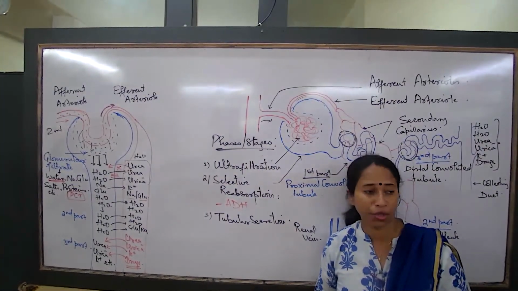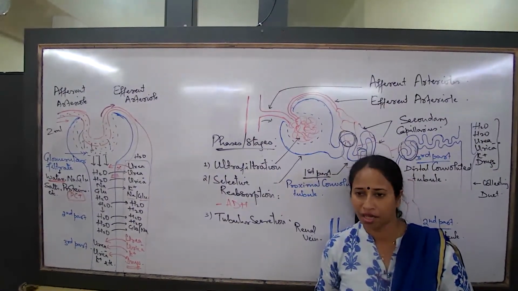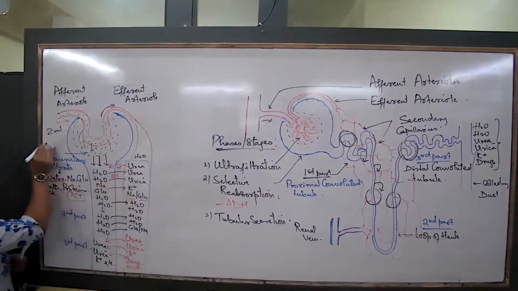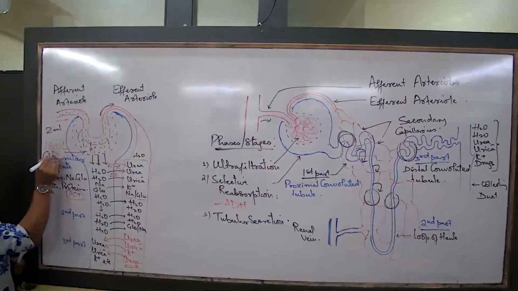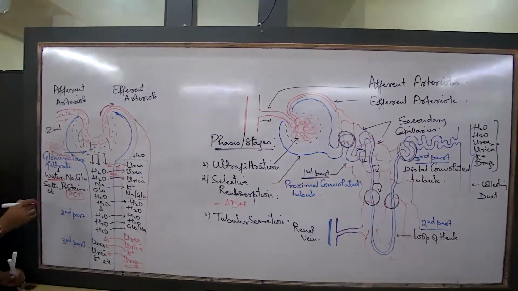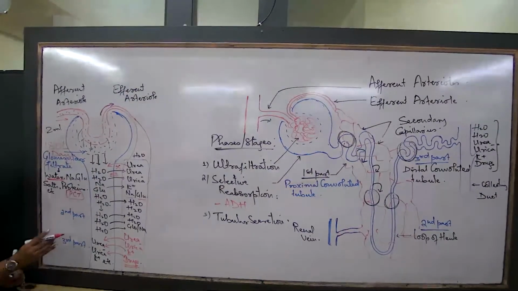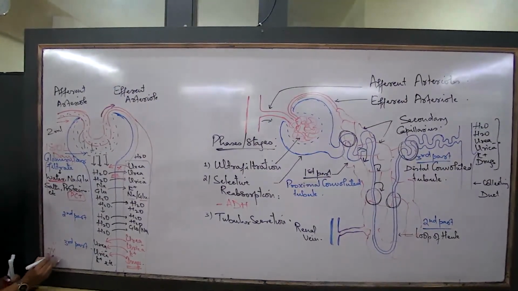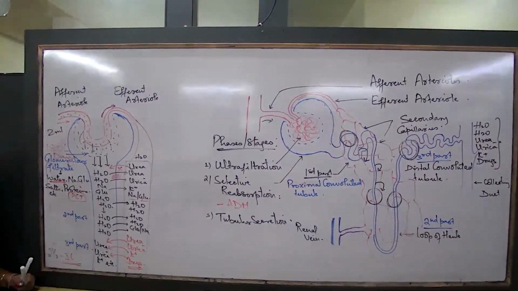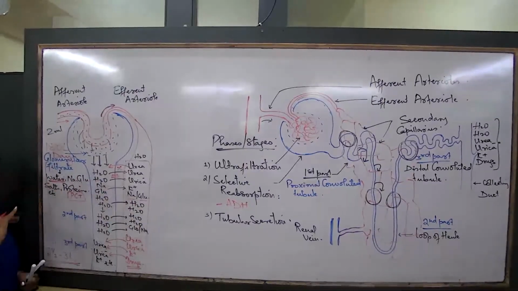What is the normal amount of urine a person should release? 1.5, 2 liters, maximally 3 liters. Now if I talk about the glomerular filtrate, are you aware how much glomerular filtrate is formed per day? 180 liters of glomerular filtrate per day. And out of that, how much urine is lost? Maximum 2.5 to 3 liters. So that is the reabsorption we are talking about. Almost 98% of the water and salts are reabsorbed back.